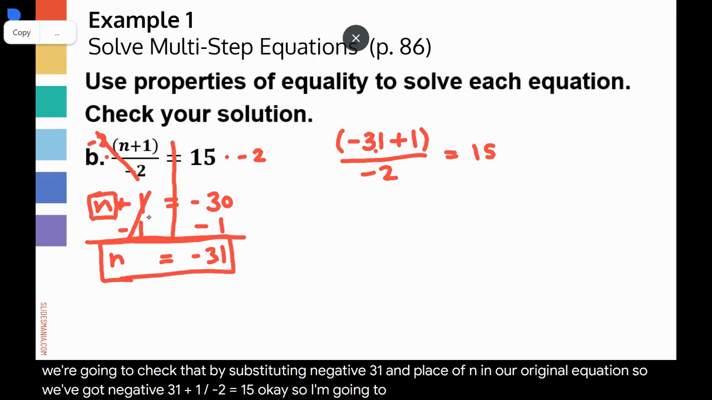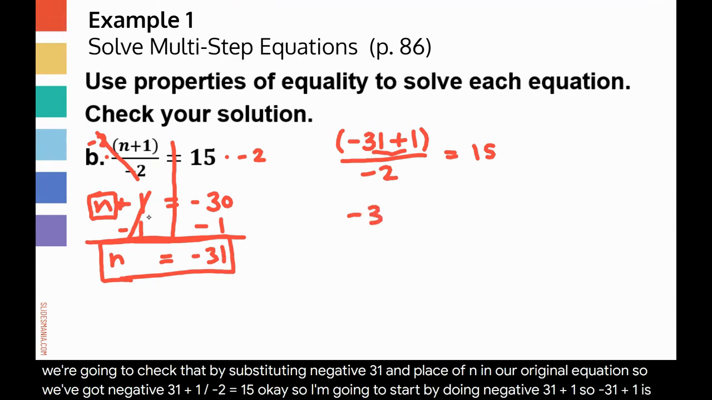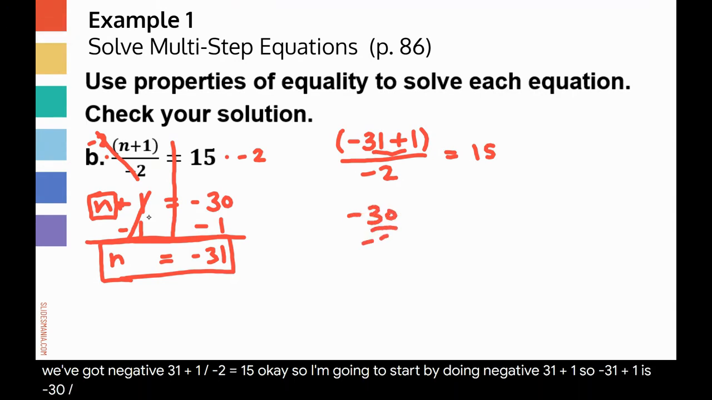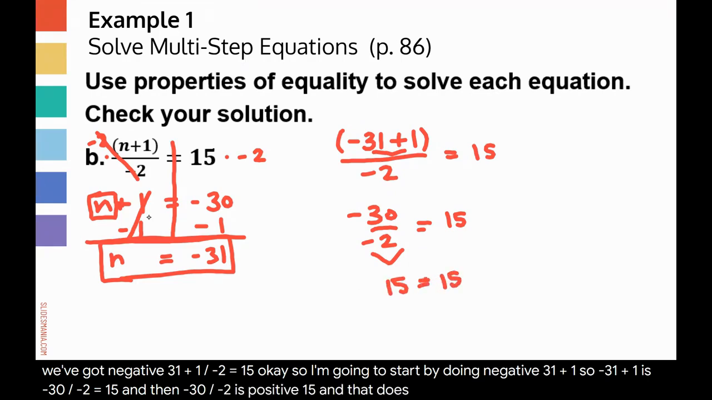Okay, so I'm going to start by doing negative 31 plus 1. So negative 31 plus 1 is negative 30 divided by negative 2 equals 15. And then negative 30 divided by negative 2 is positive 15. And that does equal 15, so we check. It's good.